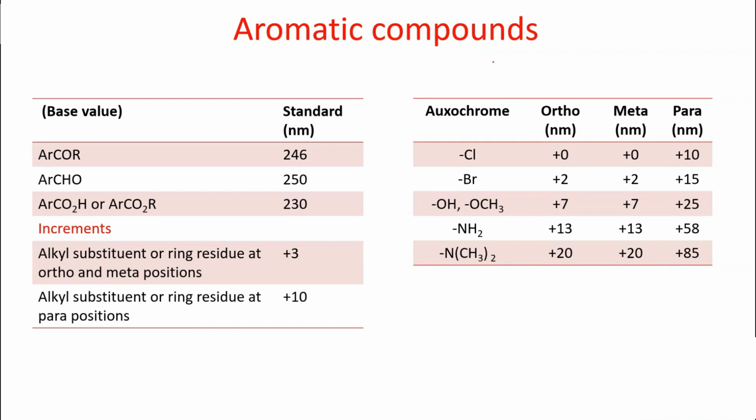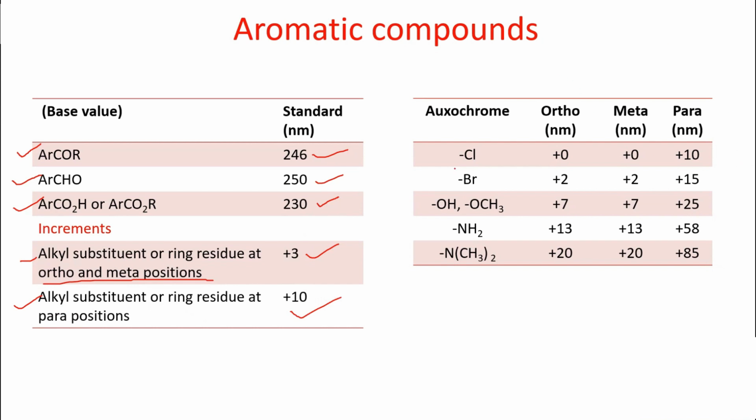Now we will discuss aromatic compounds. If the aromatic compound is a ketone, the base value is 246. If an aldehyde, the base value is 250 nanometer. If an acid, the base value is 230 nanometer. There is an increment if alkyl and ring residues are present at the ortho and meta positions. We have to add 3 nanometer to this value. If it is present at the para position, we have to add 10 nanometer.